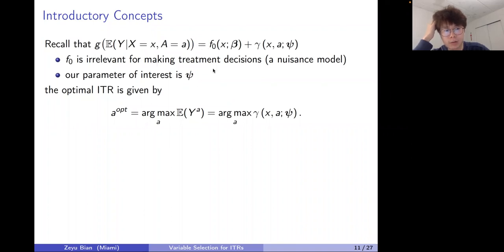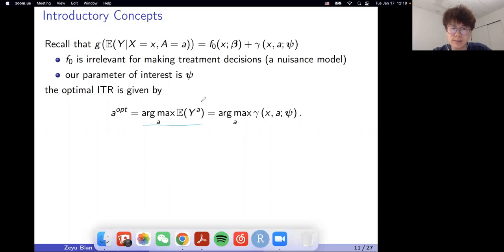And clearly, our parameter of interest is psi here. The psi in the Blip model here. And we call this psi the Blip parameter. So recall that our aim is to maximize the expectation of this term. And to maximize this, it's sufficient to simply just maximize the Blip function gamma.